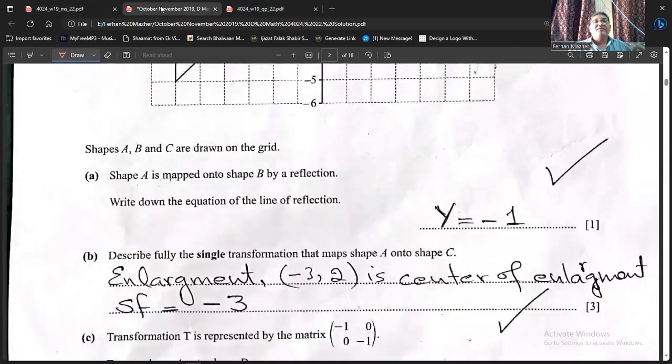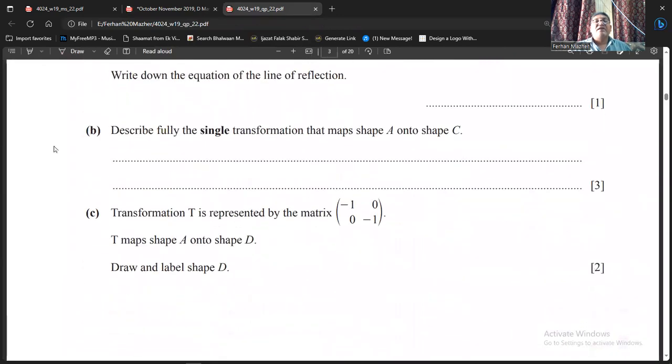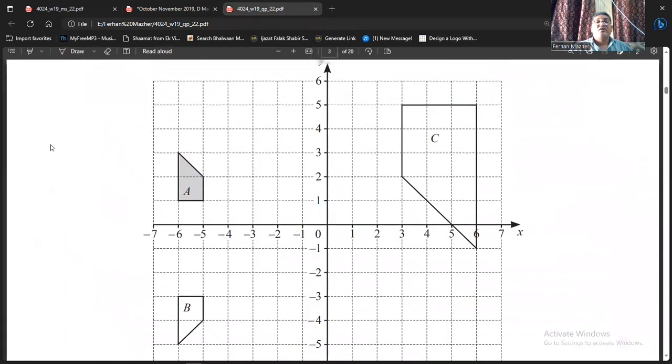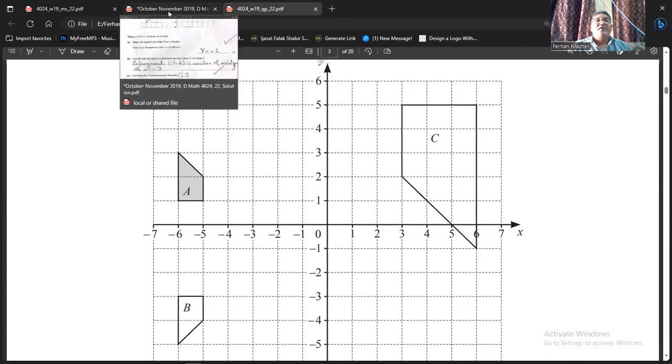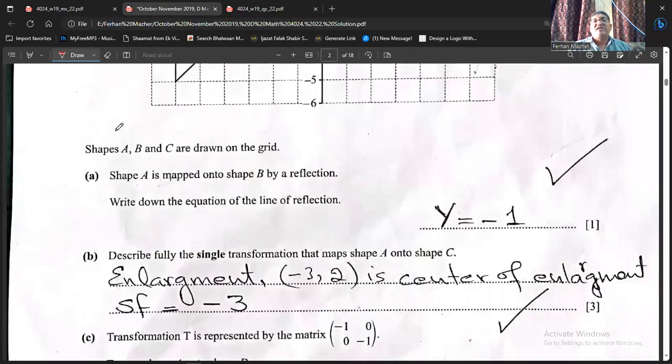Okay, so then we have the next part. It says, describe fully the single transformation that maps the shape A onto shape C. Shape A has been mapped onto the shape C, and if you see them, you will observe that shape C is bigger than shape A. The shape is the same, they are similar to each other, but shape C is larger. Its dimensions are larger: length, width, and height. So this is clearly an enlargement.